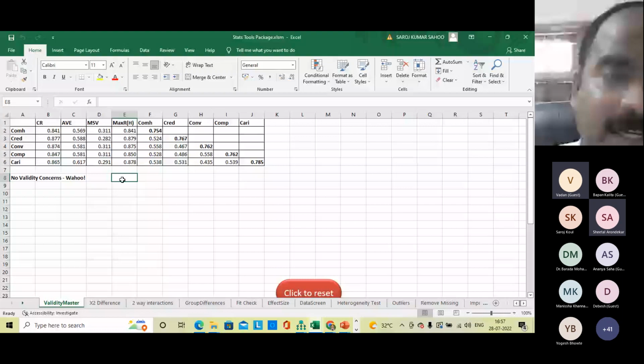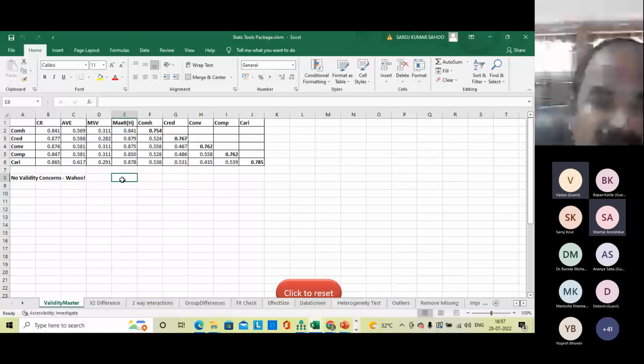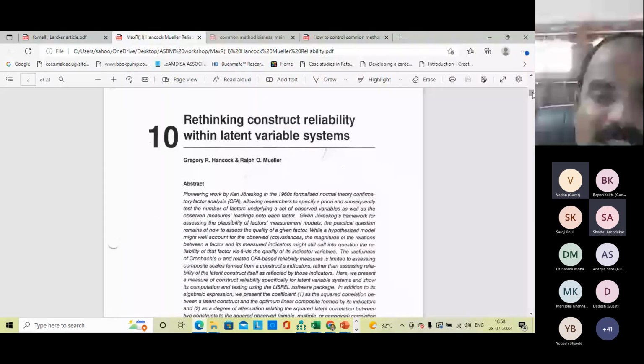Maximal reliability, Max RH. These 2 famous authors, Hancock and Muller, proposed it initially. You need to cite this article. Actually, this is an article of a book, but it has taken more than 35,000 citations till now. That means more than 35,000 articles have cited this particular article.